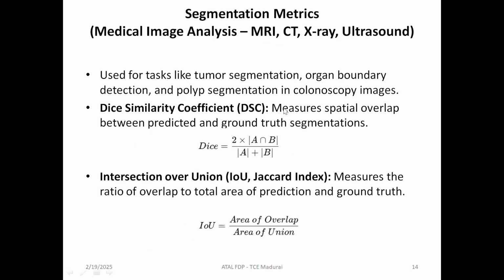Then segmentation metrics in medical image analysis, where we can see again the various modalities we have taken: MRI, CT, X-ray, and ultrasound. We are going to perform segmentation. Segmentation means we can make use of the following metrics to diagnose the completeness of the segmentation part. So here we have the dice similarity coefficient that measures the spatial overlap between the predicted and the ground truth segmentation. And we have intersection over union, that is called Jaccard index, that measures the ratio of overlap to total area of prediction and ground truth.